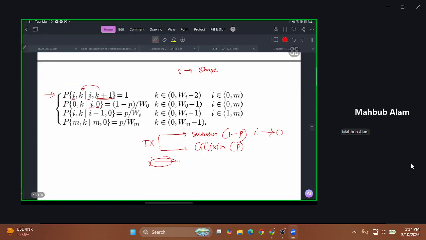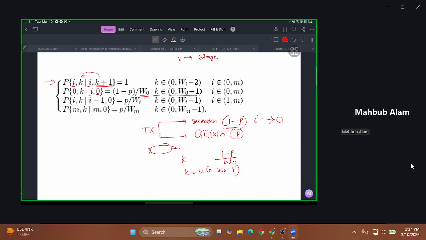With the probability 1 over W naught, and a success occurs with the probability P. So with 1 minus P divided by W naught, you choose a number K. And this K is in between 0 to W naught minus 1. So you choose a value of K in between 0 to W naught minus 1 when a success occurs.